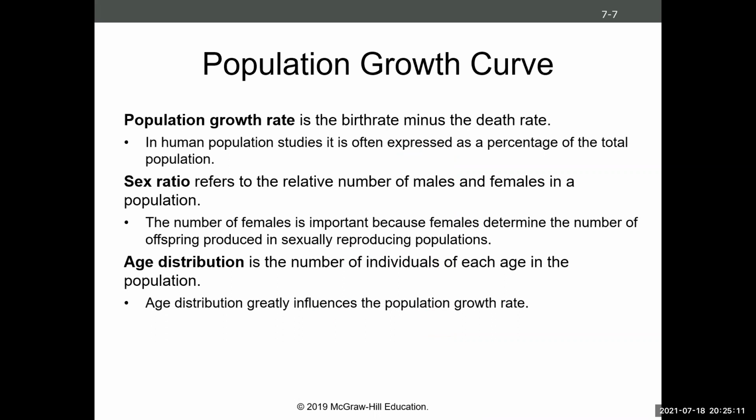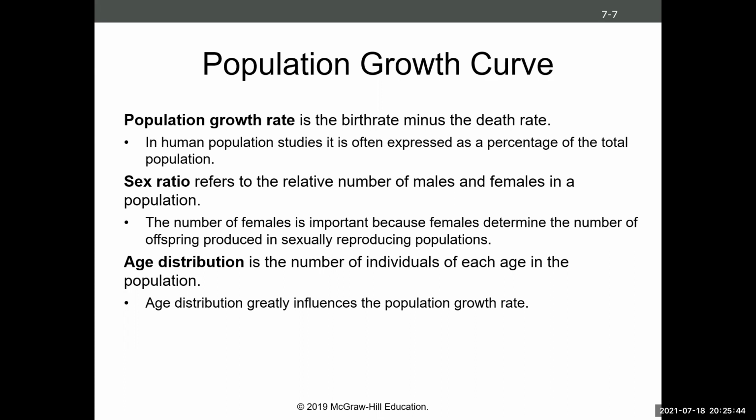When we look at populations, we already mentioned that we can quantify birth rate and death rate, and what that can tell us overall is the growth rate of that population. And so you can determine a population growth rate by just looking at the birth rate minus the death rate. And a lot of the time we'll express this as a percentage of the total population. So we do this for humans relatively often.